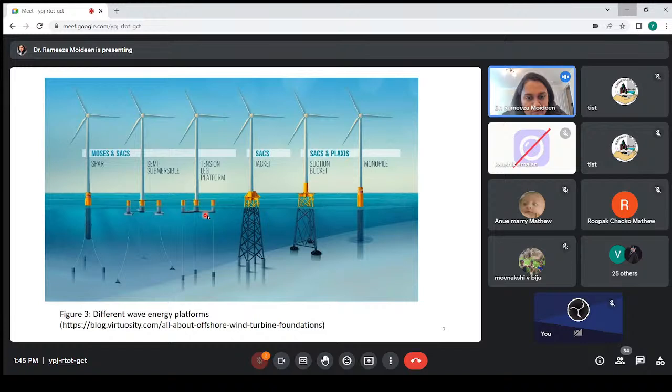And then this is the spar platform. This is a similar kind, which has already been built in Scotland, at Hywind, and they have adopted this one. But this requires more material than the semi-submersible and tension leg platform.